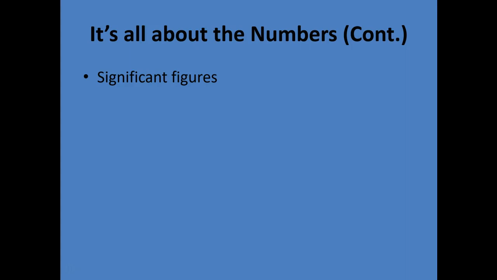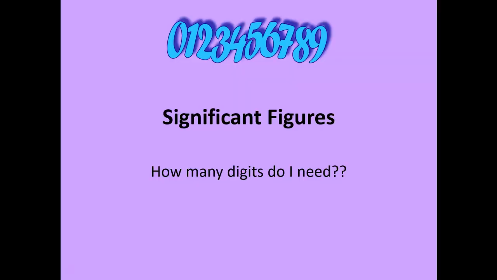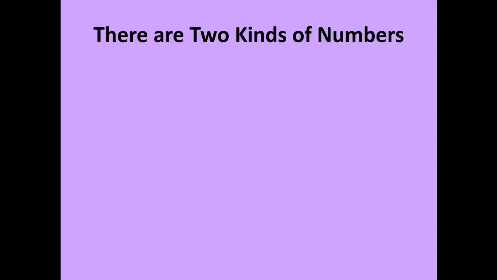In chemistry, we'll do laboratory experiments in which we make measurements. You will also have a lot of calculations and problems in which numbers are given to you that represent measurements. In those cases, you have to be able to determine how many significant figures those numbers have, and then how to manipulate them in calculations. So here we go, significant figures. How many digits do I need?